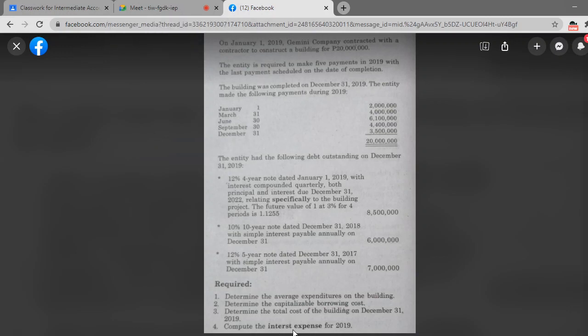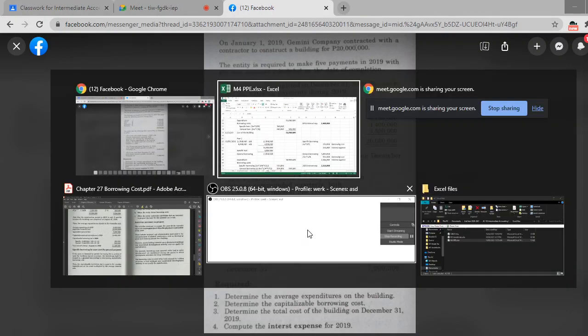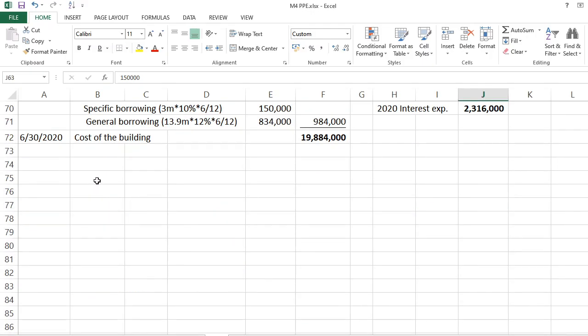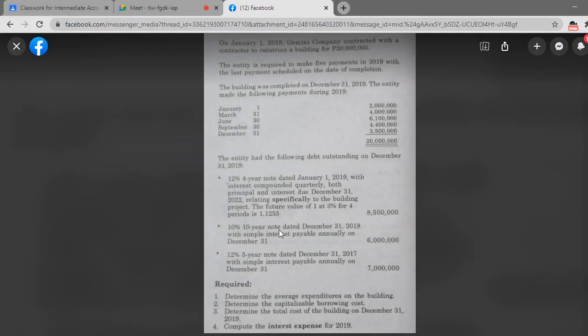And mali pa yung spelling niya ng interest expense. Compute the interest expense. Na-OC ako dun. But anyway, let's proceed. Gemini Company. First thing, compute for the average expenditure.